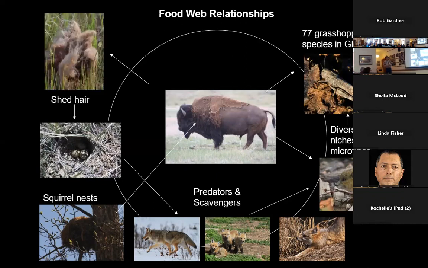And shed bison hair, we'll talk a lot more about. It's the second warmest natural fiber in all of North America, next only to the musk-ox's qiviut. And tremendously important for grassland species. And it's all because of the way that bison graze that landscape.